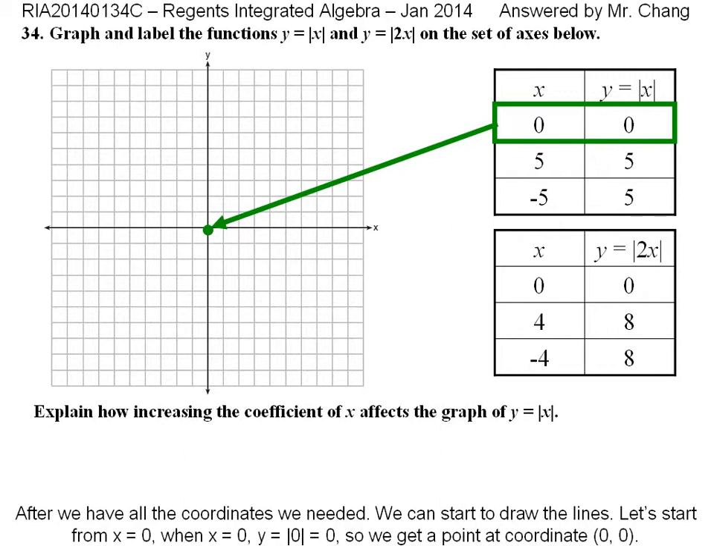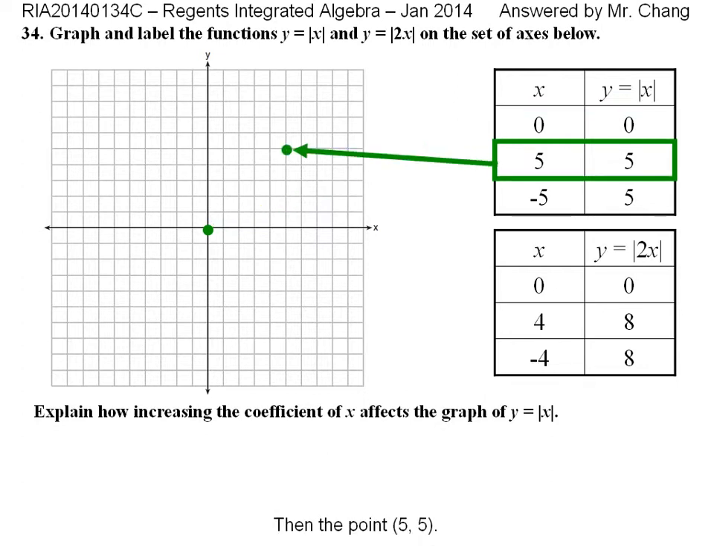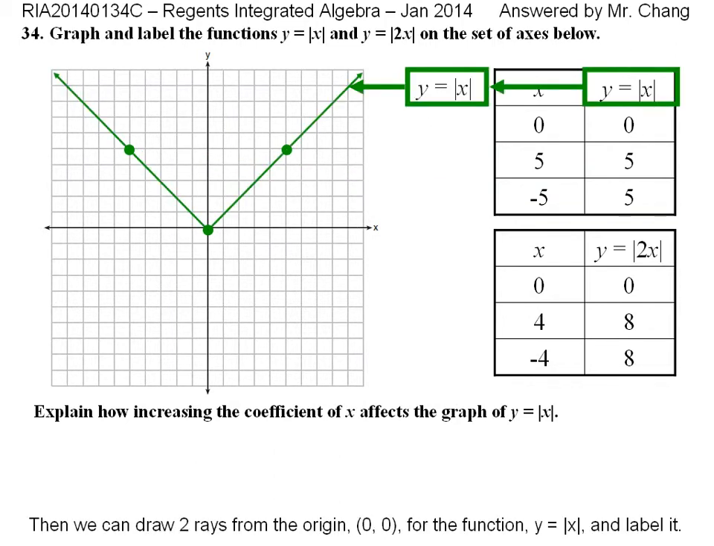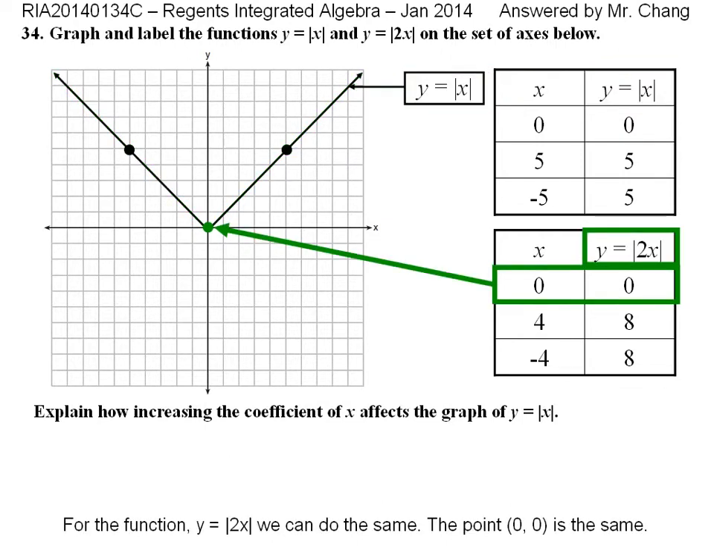Let's start from x equal to 0. When x equal to 0, y equal to the absolute value of 0, which equals 0. So we get a point at the coordinate 0, 0. Then the point 5, 5. Then the point -5, 5. Then we can draw two rays from the origin 0, 0 for the function y equal to the absolute value of x and label it. For the function y equal to the absolute value of 2x, we can do the same.